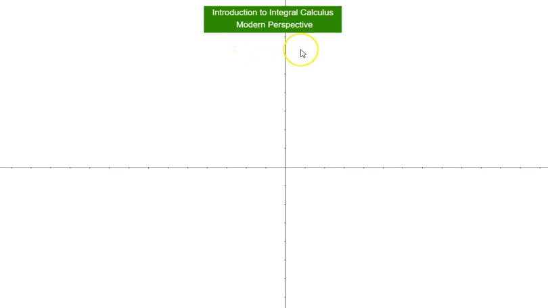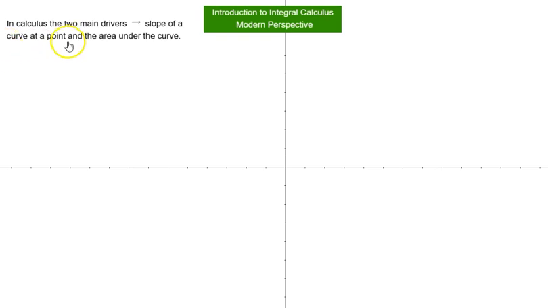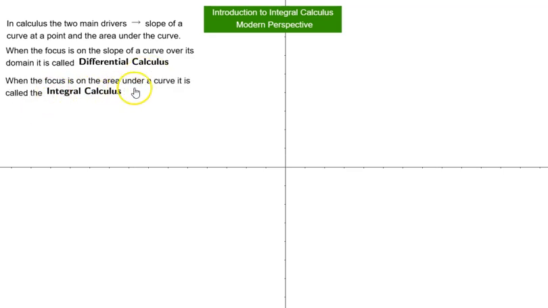Let us look at the modern perspective of integral calculus. In calculus, there are two main drivers: slope of a curve at a point and the area under the curve. When the focus is on the slope of a curve over its domain, it is called differential calculus. And when the focus is on the area under a curve, it is called the integral calculus.